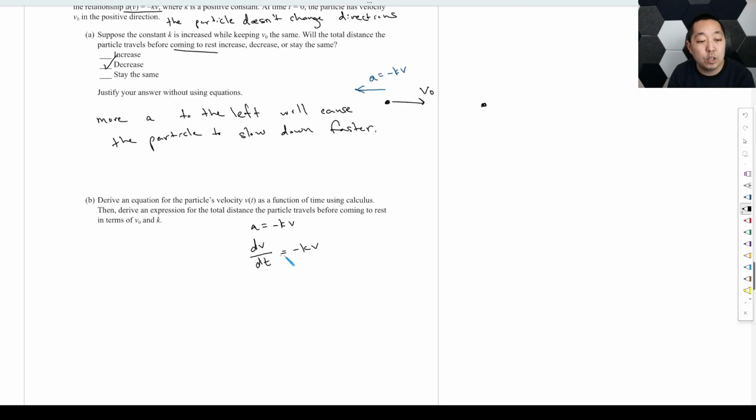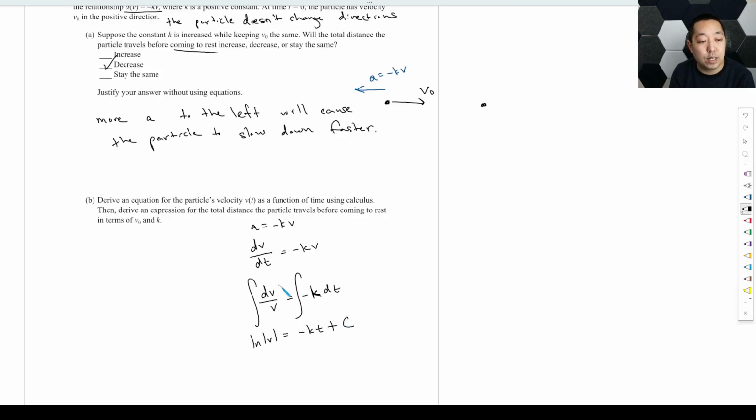In which case, how would I solve for the velocity? I've got to do separation of variables. This is because v is a variable and t is a variable. So we'll move the v to this side and move the dt up, and then we've separated the variables. Now we'll integrate this. So it'll be natural log absolute value of v is equal to negative kt plus c, right? This is the calculus way to do that.